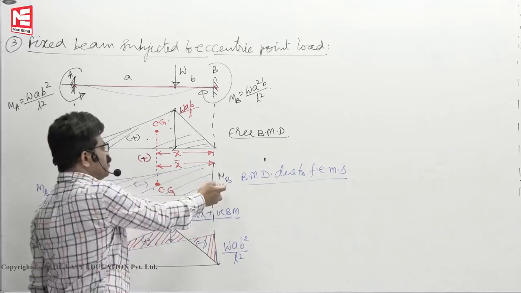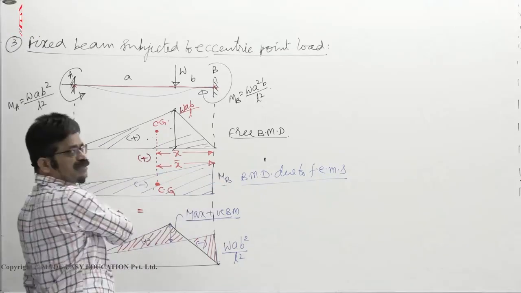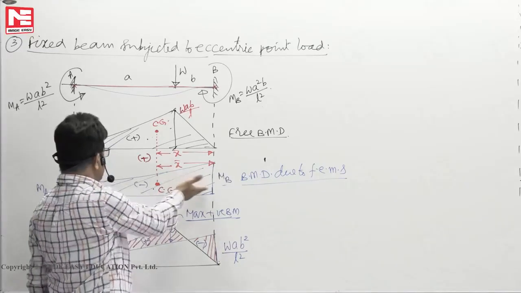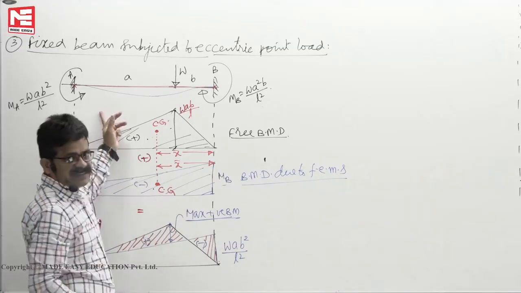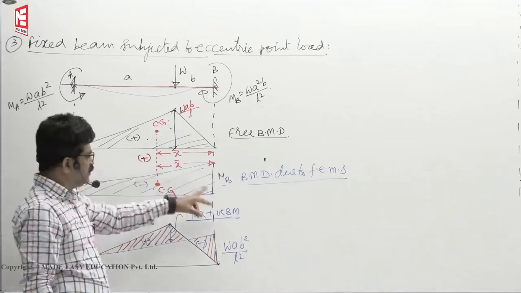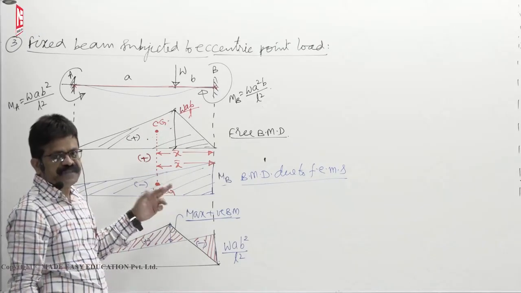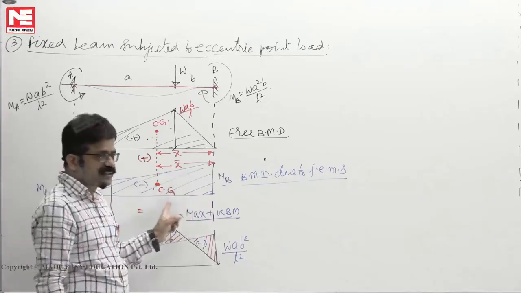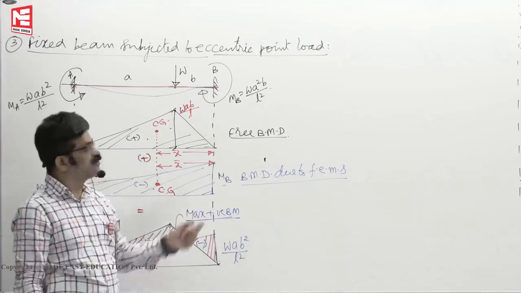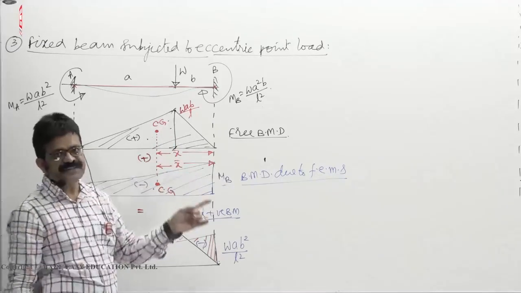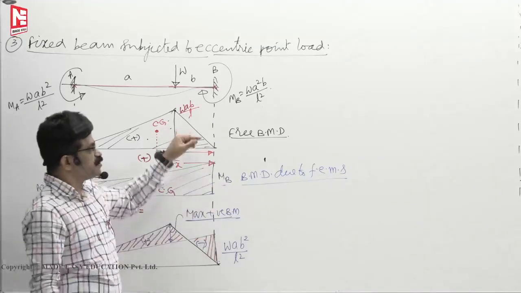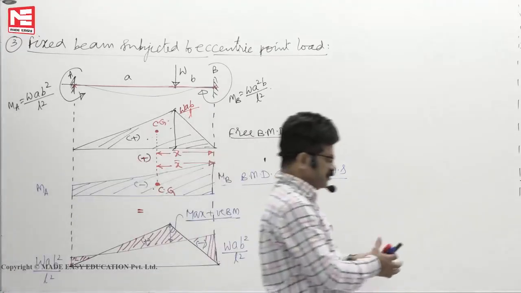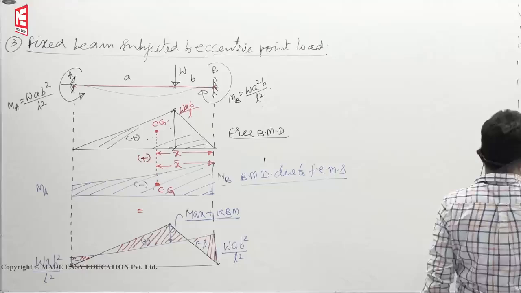X bar means from here, if you measure, MB plus 2MA by MA plus MB into L by 3. That is the CG of the trapezium: A plus 2B by A plus B into H by 3. So from that condition you will get one more equation. Positive area is equal to negative area, one equation. X bar value of this, X bar value of this, one more equation. Solve them, you will find MA and MB.